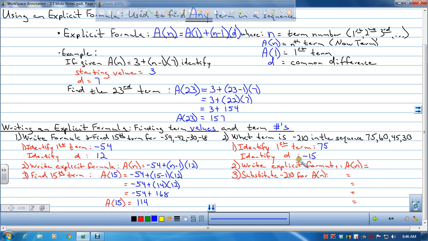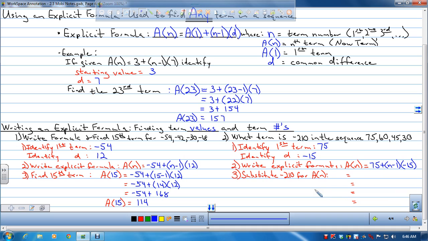So everything's the same here. I'm still writing the explicit formula. I start with 75 and I add n minus 1 times the common difference, which was negative 15. Notice that you always add here. If you are decreasing, it will be taken care of by the negative value for the d. Okay? So don't be tempted to subtract here because you're decreasing. That's taken care of here with this negative.